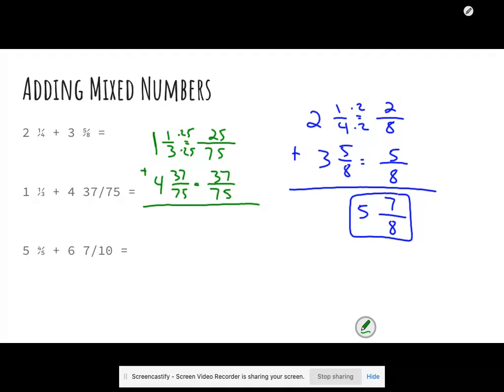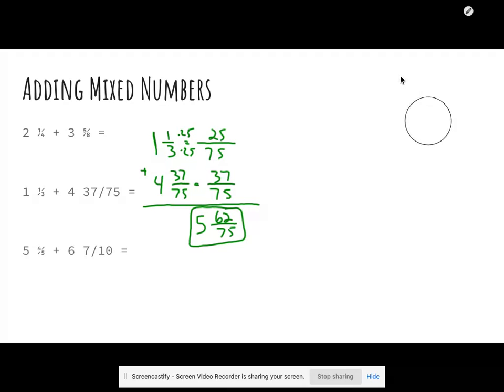So if I did 37 plus 20, I get 57 plus 5, 62 over 75. And then I'm left with 5 there. Alright, so final answer right there. Nothing can go into either of those.